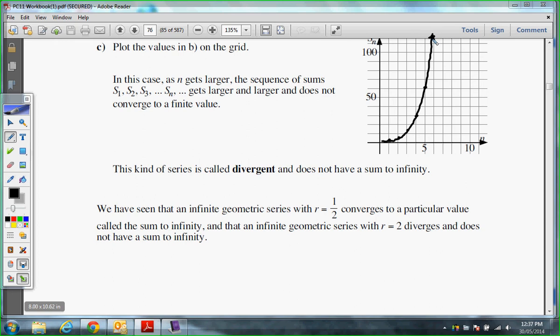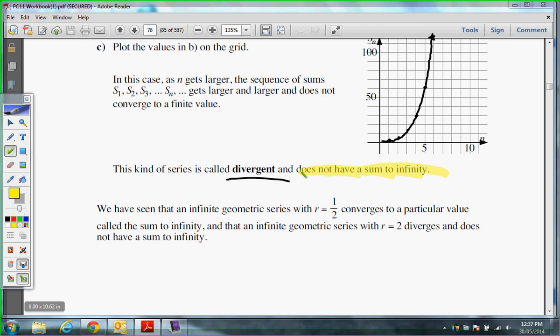That is a divergent graph or relationship. Divergent does not have a sum to infinity. Okay, keep that in mind for later. So you can't find that geometric sum for that series. So we've seen that R equals 1/2 converges, and we've seen that R equals 2 diverges.